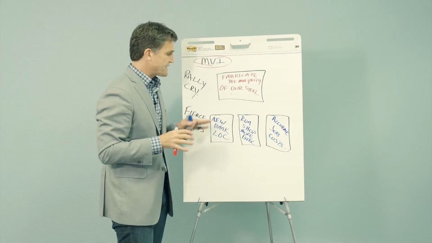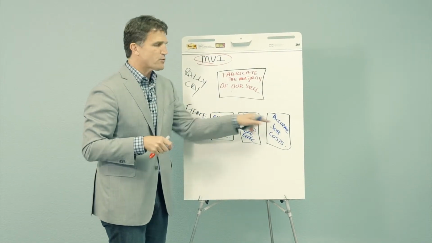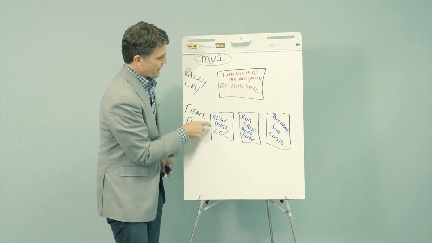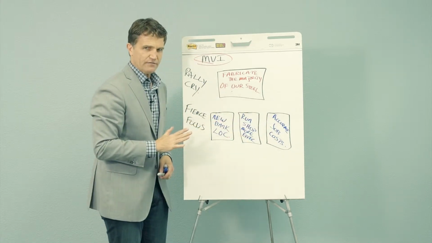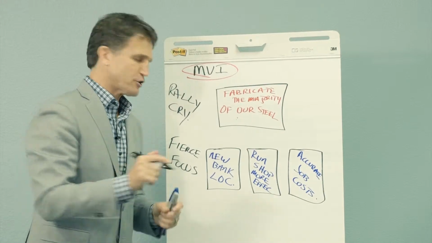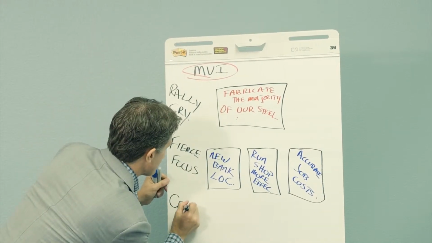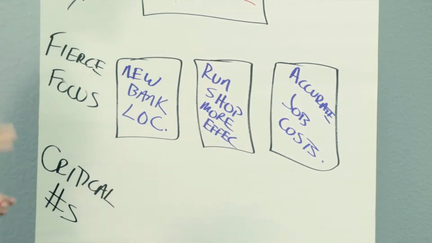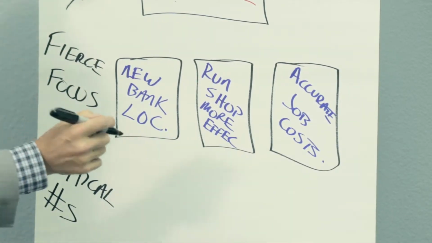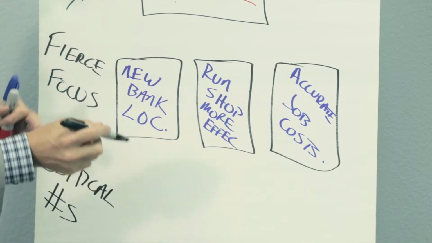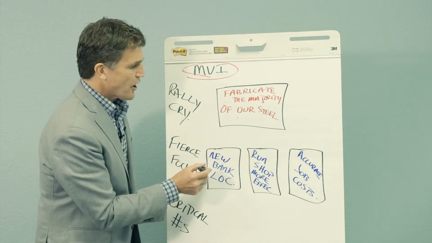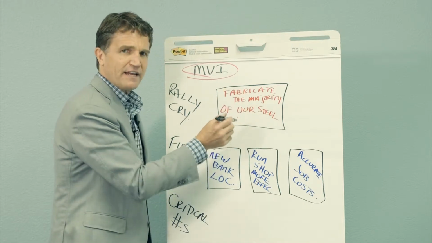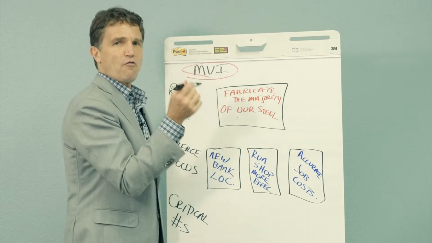What they did then is they assigned one individual to each one of these three areas as the person responsible for making sure that this fierce focus was achieved. The third step of an action plan is to come up with the critical numbers. The critical numbers are the measurements or the metrics that tell you whether or not you are achieving these areas of fierce focus, which are then driving the achievement of the rally cry.